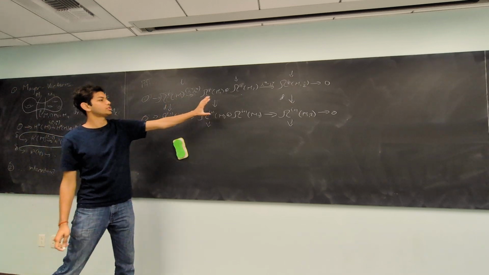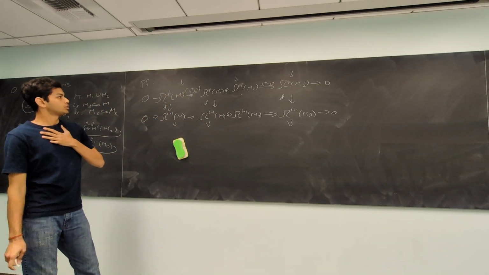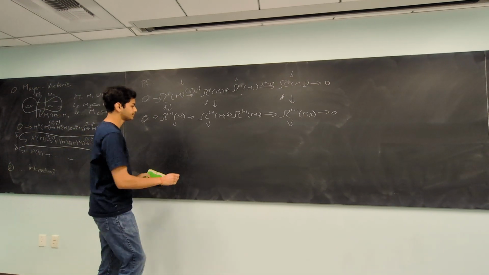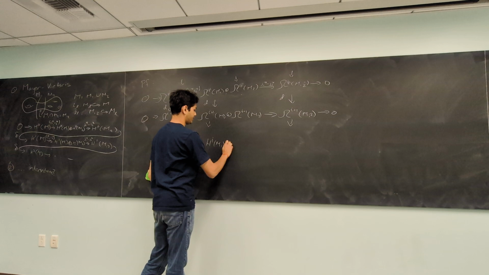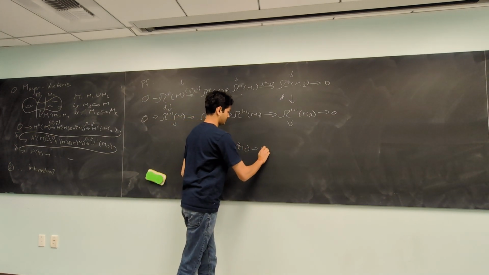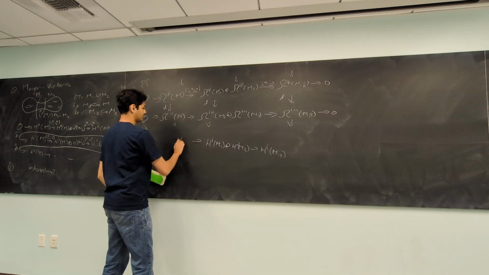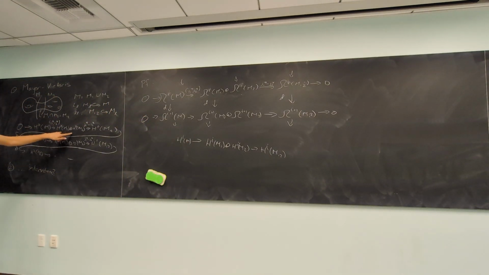These, like I said, are maps between chain complexes, so they induce maps on cohomology. So what that means is you get induced maps H^i(M1) plus H^i(M2) to H^i(M12) and H^i(M). So this forms part of our exact sequence. This forms this part, right?